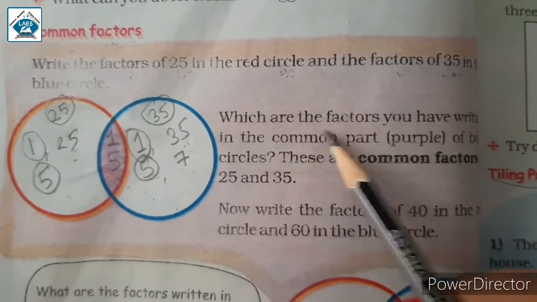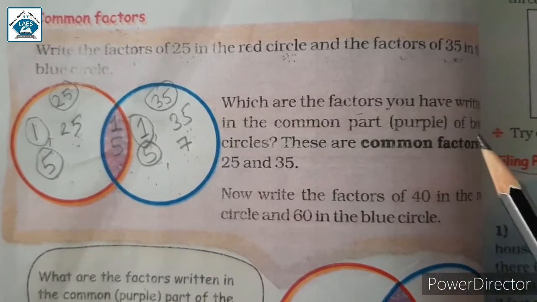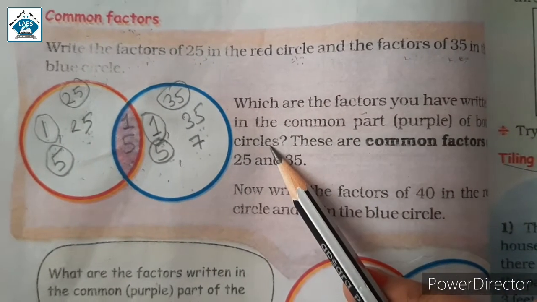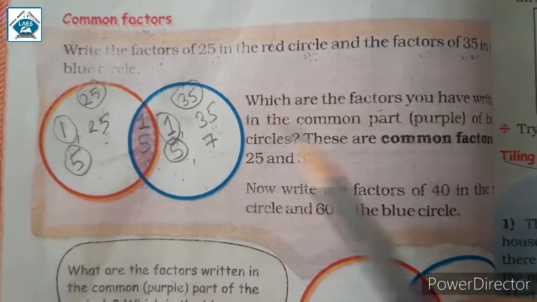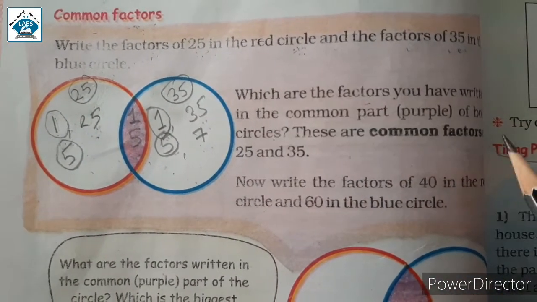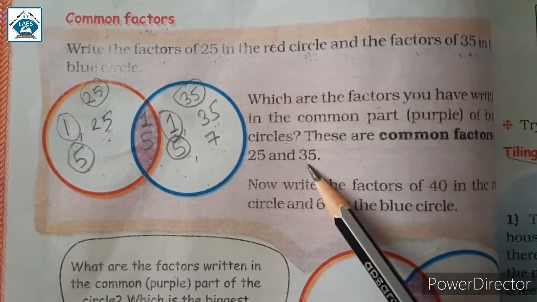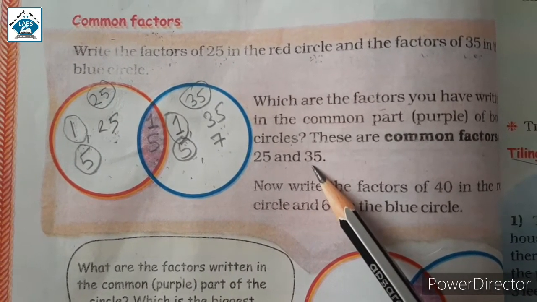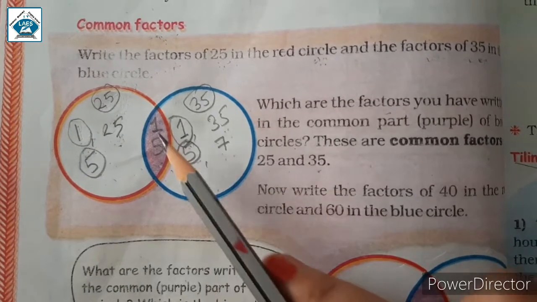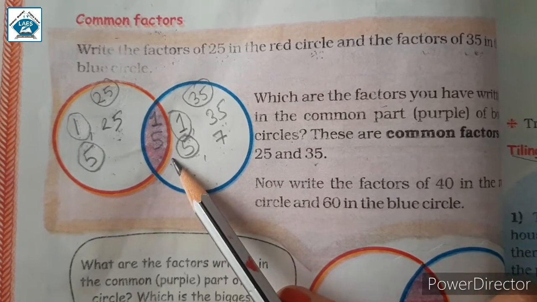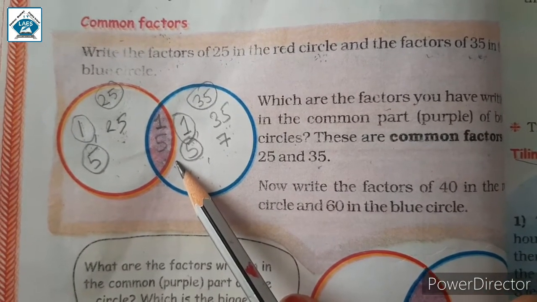Now, which are the factors you have written in the common purple part of both circles? That was 1 and 5. These are the common factors of 25 and 35. So, I have already explained what common factors are. 1 and 5 are the common factors of 25 and 35.